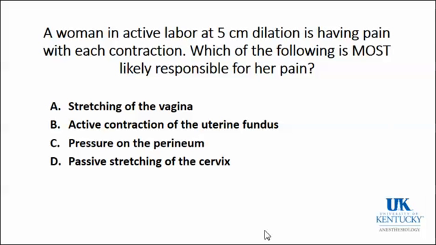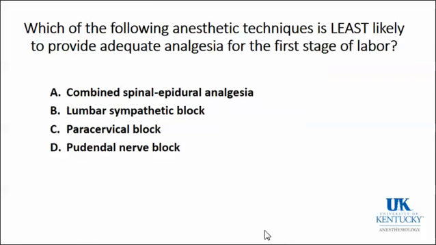So now we're going to move on to labor analgesia. A woman in active labor at 5 centimeters dilation is having pain with each contraction. Which of the following is most likely responsible for her pain? During the active phase, it is going to be the passive stretching of the cervix. During the first stage, that is what causes the pain. When you get into the second stage of labor, the stretching of the perineum causes a somatic pain also.